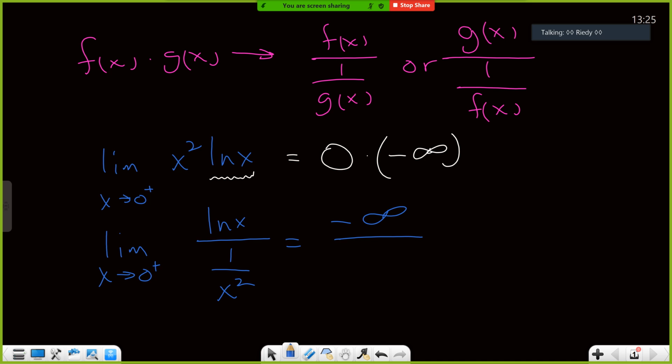1 over 0 is undefined, but as a limit, as the denominator approaches 0, we talked about already, it goes to infinity. An indeterminate form. By the way, infinity over infinity is the same thing as negative infinity over infinity. It's still an indeterminate form.